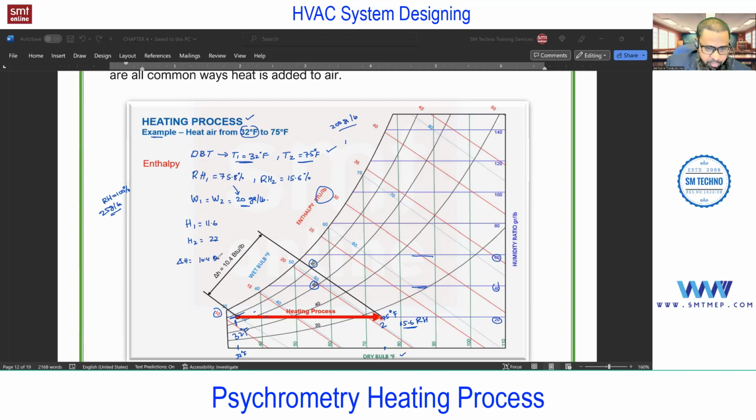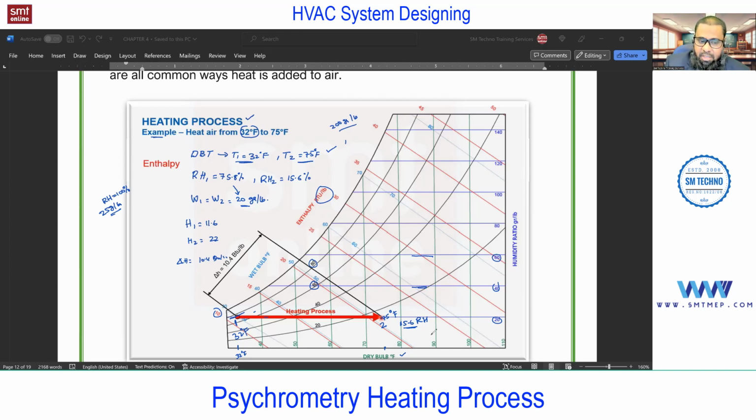10.4 BTU. It means, so this is a key point. This is the capacity of the cooling coil. Sorry, my mistake, the capacity of the heating coil, so that one can increase the temperature from 32 degree Fahrenheit to 75 degree Fahrenheit per pound of the air. So we are not talking about the total flow rate here, we are just considering 1 pound. So this is the capacity of the heating coil at the initial stage.